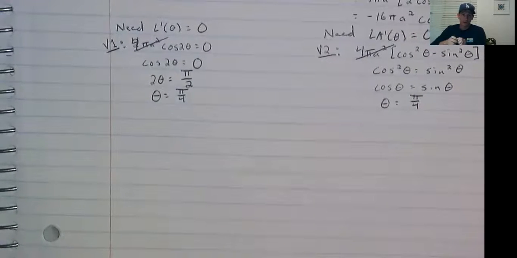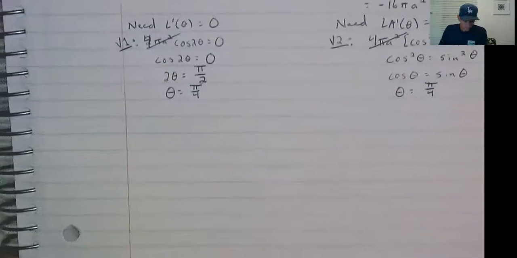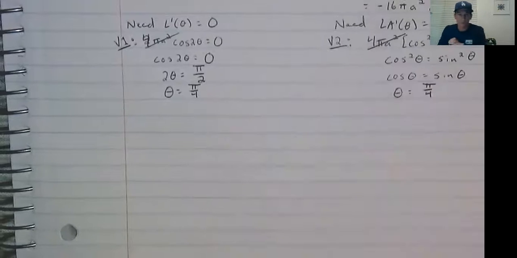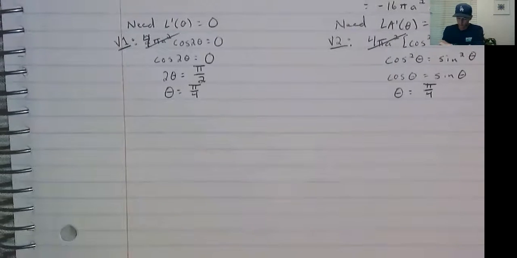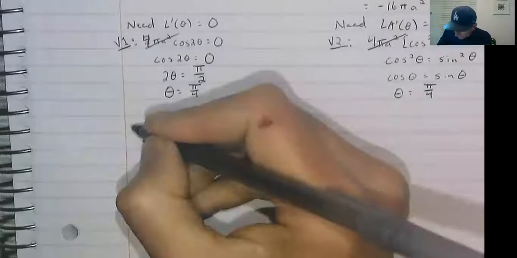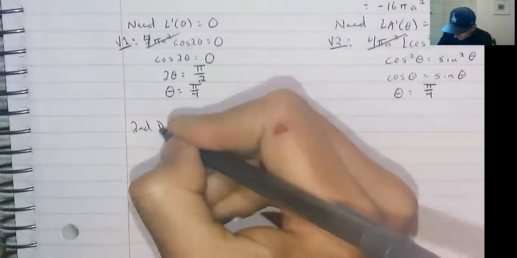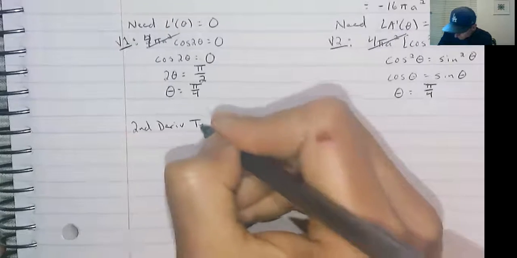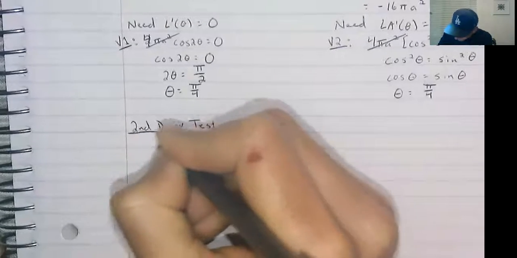And so now we just need to verify whether it's a maximum or a minimum. Second derivative, we're not going to do it both ways. We're just going to do it one way because I'm ready to be done. I think you are too. So second derivative test, we're going to use this version.